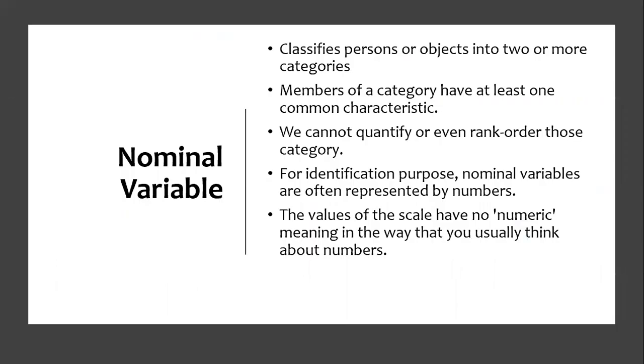The first one, which is the nominal variable, classifies an object or a person into 2 or more categories. We cannot quantify or even rank or order those categories. They are for identification purposes, so nominal variables are often represented by numbers at times so that we can do easy data analysis. So members of a category have at least one common characteristic. For example, one good and simple example of a nominal variable is the sex of human beings, male or female. A male is not higher than a female, and a female is not higher than a male.